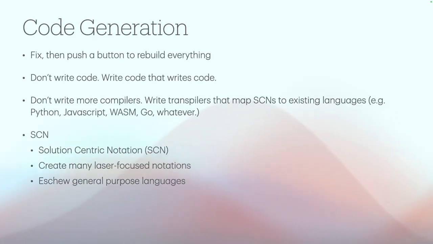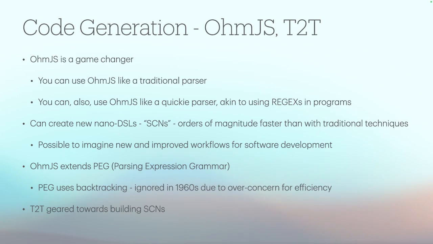Code generation is a powerful approach. Fix issues, then push a button to rebuild everything. Don't write code that writes code. Don't write more compilers, write transpilers that map solution-centric notations to existing languages like Python, JavaScript, WASM, or Go. Tools like OhmJS, T2T, etc. are game changers for code generation.